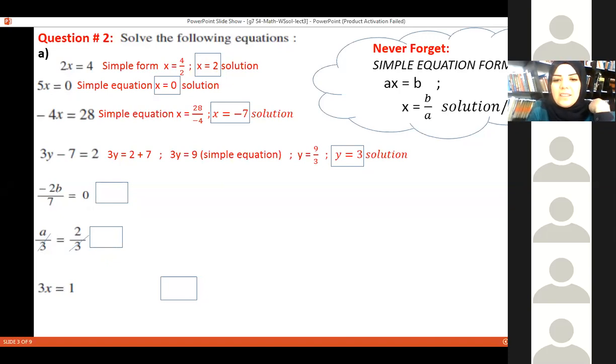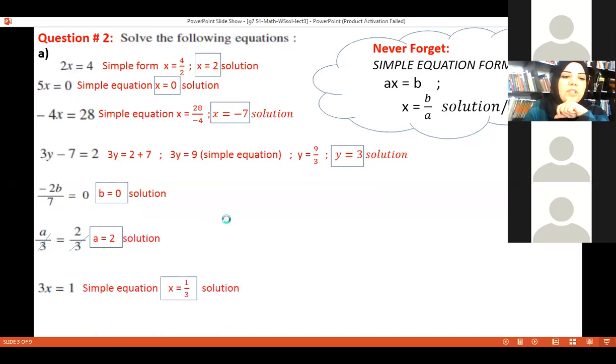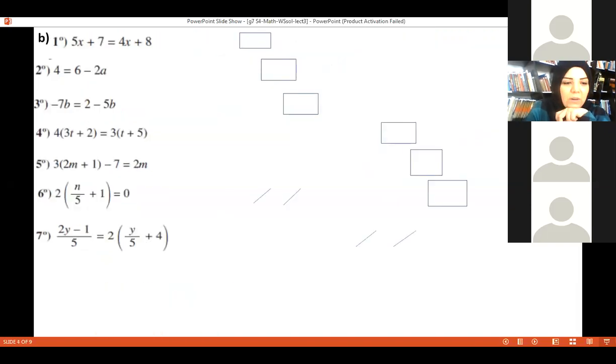Did you get it? Yes. Very good. So if I have any number before the equal, I need to take it after the equal. If it's negative, it becomes positive. If it's positive, it becomes negative. Right? Yes. Good. So let us go for part B also.